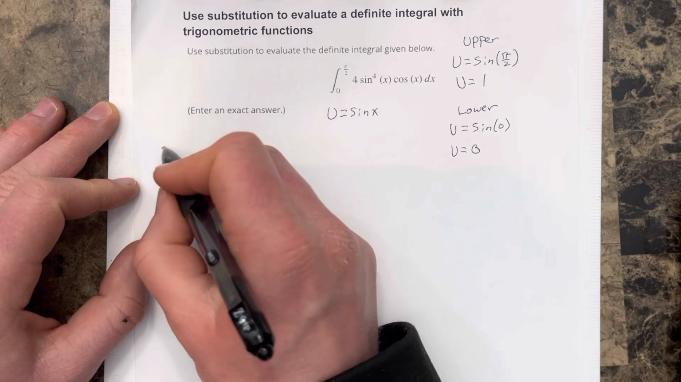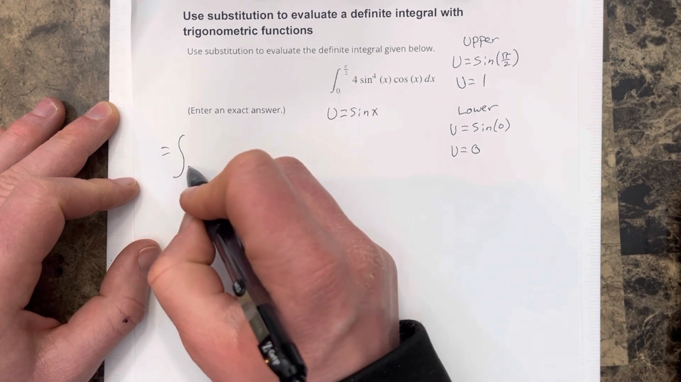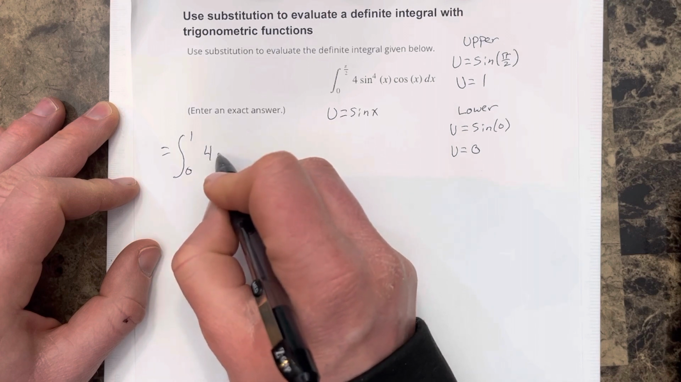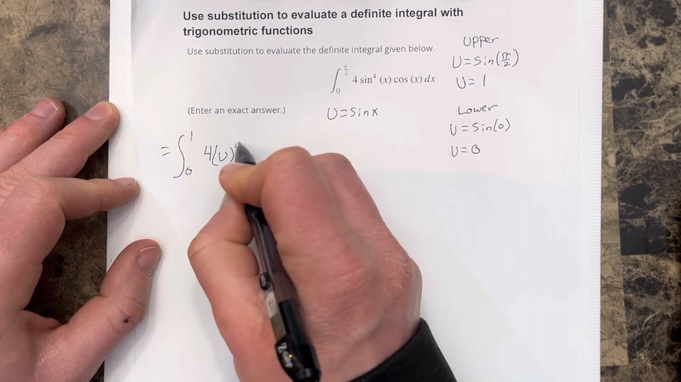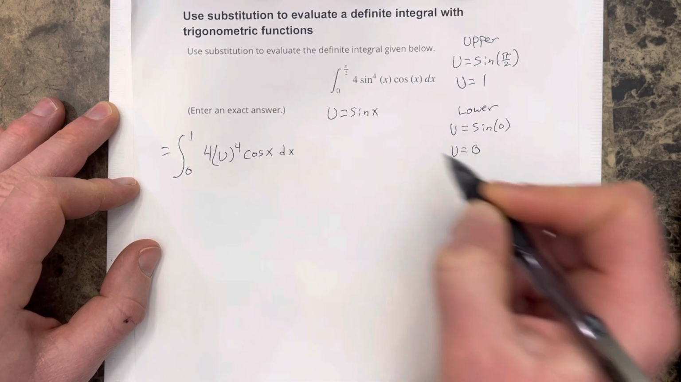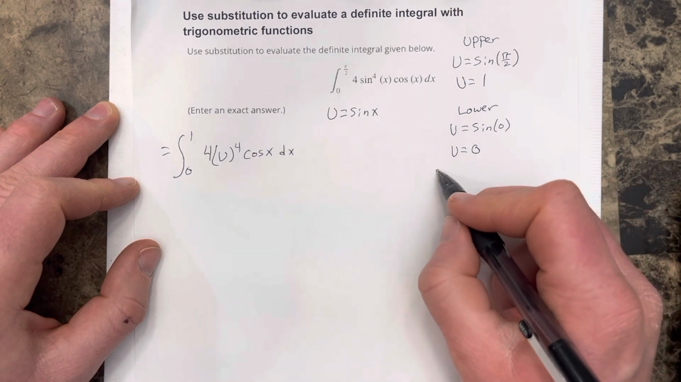So I'm going to rewrite this as equal to the integral from 0 to 1 of 4 u to the fourth cosine x dx. And then I'm going to do the derivative of u.